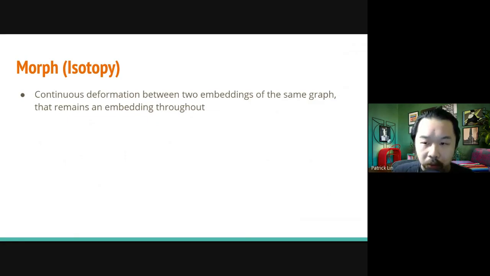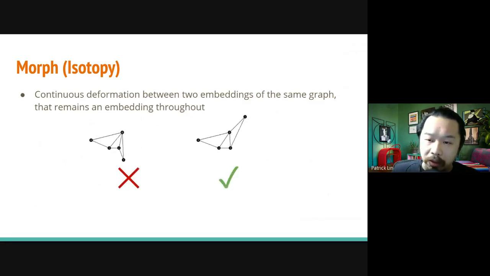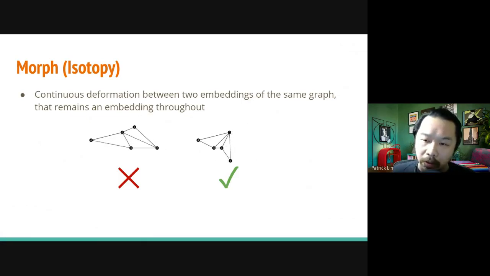I'm just going to show you an example of something that's not a morph and then something that is a morph. So here, in both of these animations, I start with two embeddings of a graph at the beginning and at the end, and I'm animating from the starting embedding to the end embedding somehow. But in the first one on the left, we break this embedding at many points during this animation. On the right, we don't. And so the one on the left is not a morph, the one on the right is.